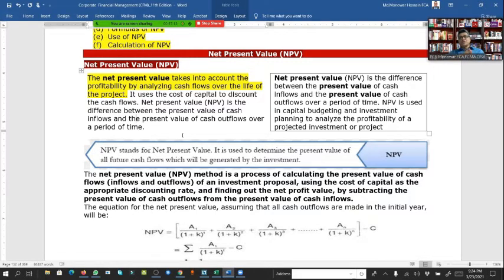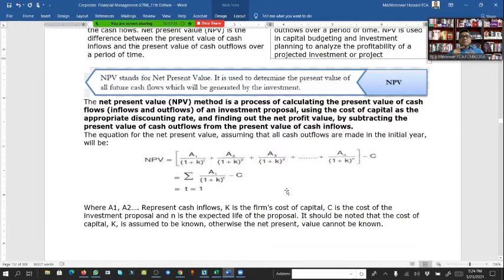We also know it is the difference between the present value of cash inflow and outflow. So NPV stands for net present value. It is used to determine the present value of all future cash flow, considering the time value of money. The net present value method is a process of calculating the present value of cash inflow and outflow of an investment proposal using the cost of capital as the appropriate discount rate, and finding the net present value by subtracting the present value of cash outflow from the present value of cash inflow.